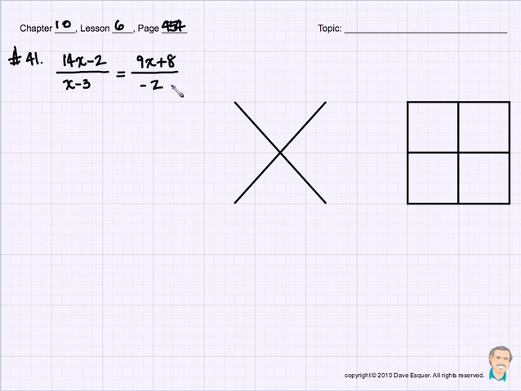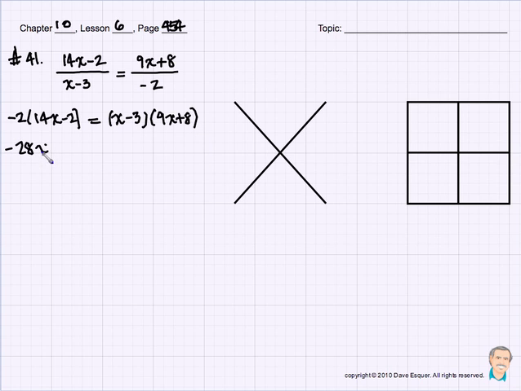Oh my god, this looks ugly just as it is. 14x minus 2 in the numerator divided by x minus 3 is equal to 9x plus 8 in the numerator and a negative 2 in the denominator. This turns out to be nothing more than a ratio. And with ratios, we did crisscross applesauce, and we can do exactly the same thing, a proportion. This is a proportion, and I think with an equal sign they call it a ratio. I use the two words interchangeably. So let's crisscross applesauce. We have minus 2 times 14x minus 2 is equal to x minus 3 times 9x plus 8.